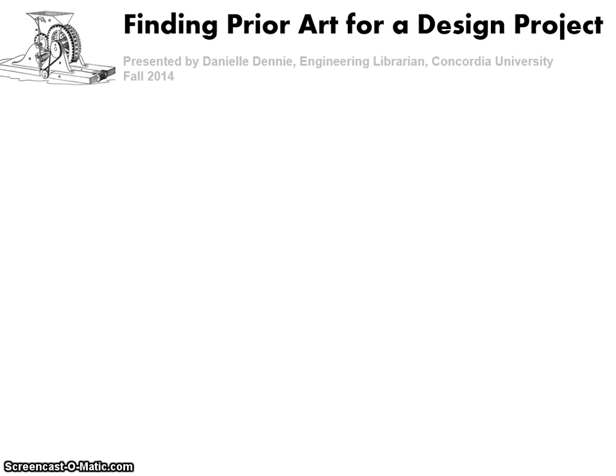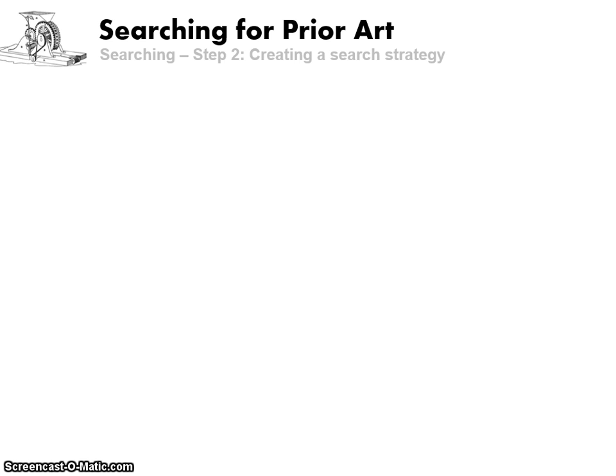The second step in the process of searching for prior art is preparing search strategies based on the keywords generated in the brainstorming activity described in a previous video. A search strategy is like a set of instructions that can be understood by the system you are searching. The type of strategy you use depends on the resource you are searching.